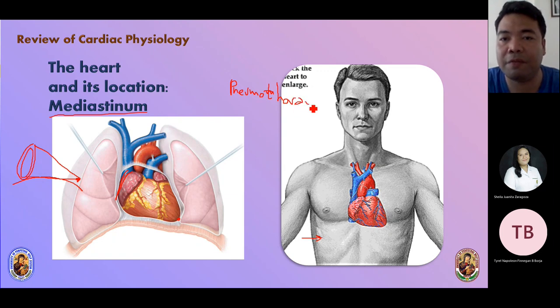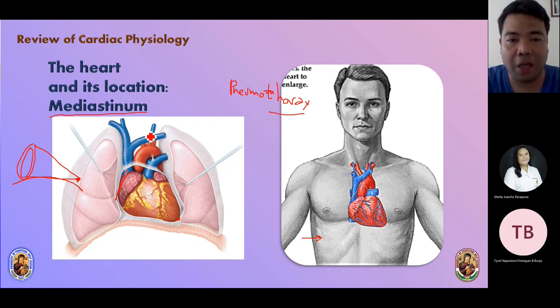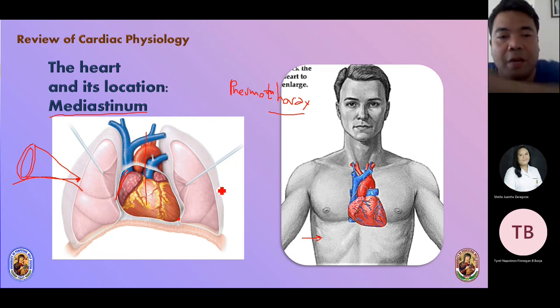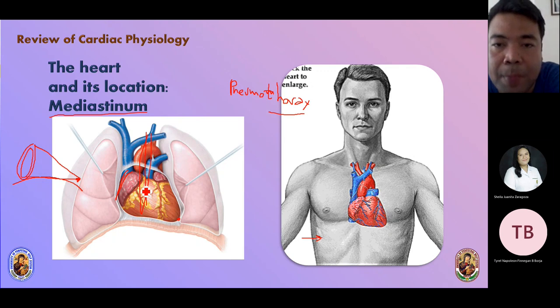Okay? And even if that happens, pneumothorax on the right pleural cavity, even if the right lung collapses, the left lung will not be affected because, again, yung air pressure on the right side is independent from the air pressure on the left side. Why? Again, because of the presence of the mediastinum, which the heart is included in. So kahit mag-collapse yung left lung, the right lung will not be affected and vice versa.